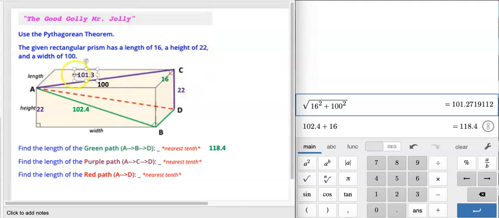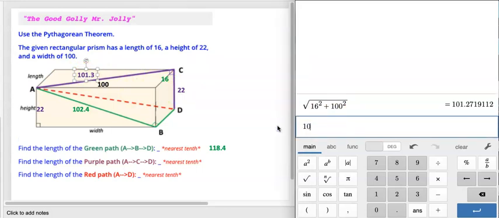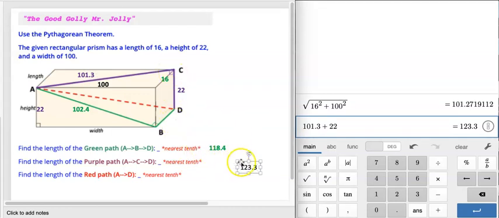Okay, cool. So 101.3 and 22 added together. 101.3 plus 22 is going to be 123. So the purple path, the entire path with the diagonal and the side measurements.